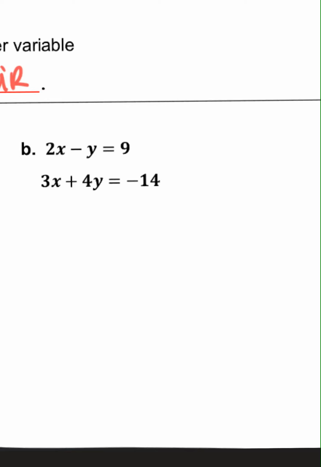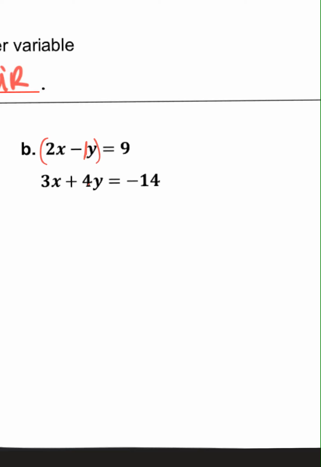I can't make 2 be the opposite of 3 by multiplying with a whole number. But I can make 1 be the opposite, so negative 1 be the opposite of positive 4. If I multiply 1 times 4, this will make this a negative 4y, which will then cancel out with this positive 4y. So let's do that.